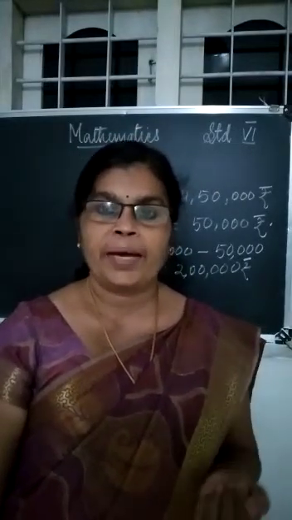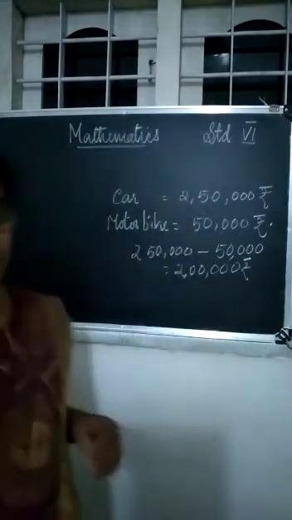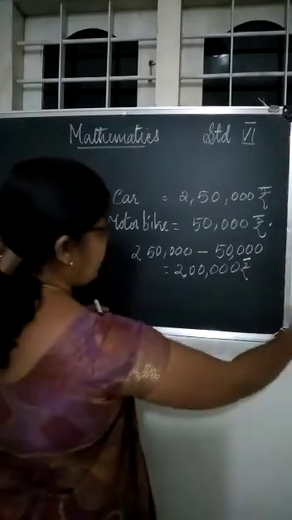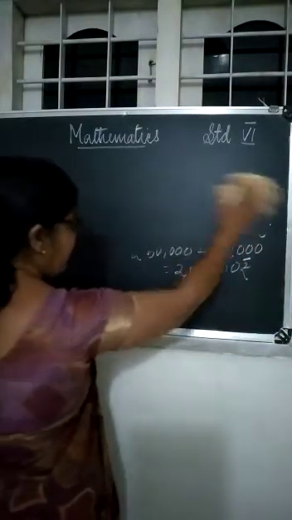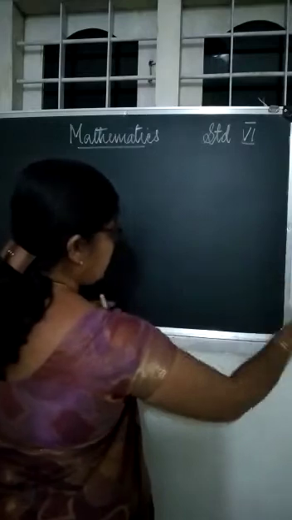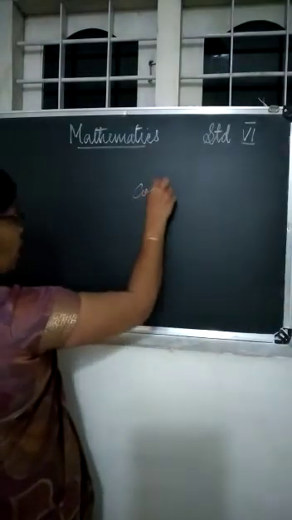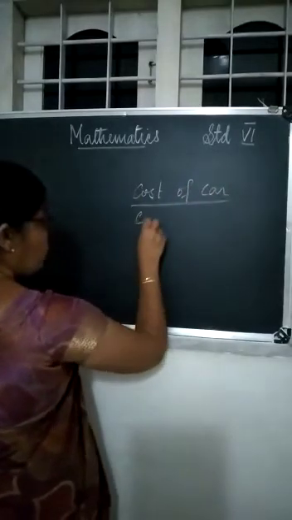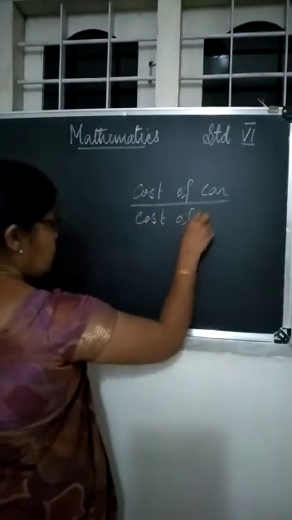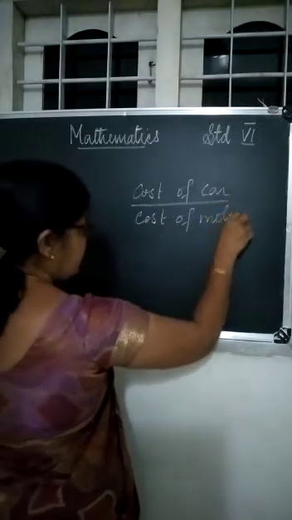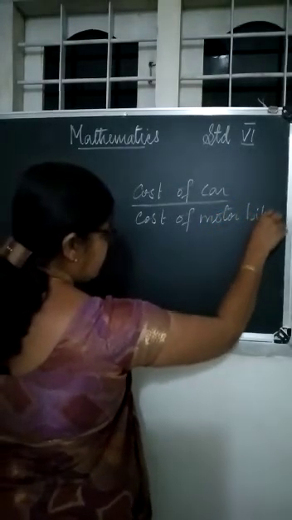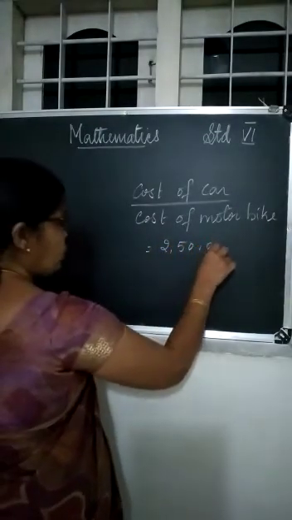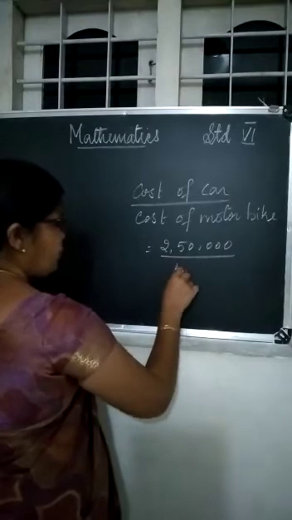Then let us compare this in another way, that is by division. So when we compare by division, we get cost of car divided by cost of motorbike is equal to 2,50,000 rupees divided by 50,000.